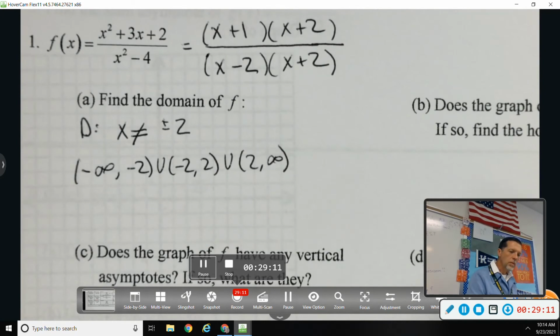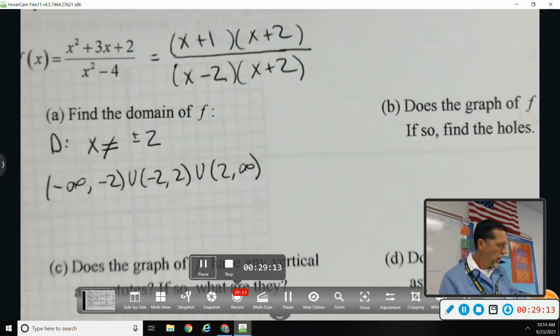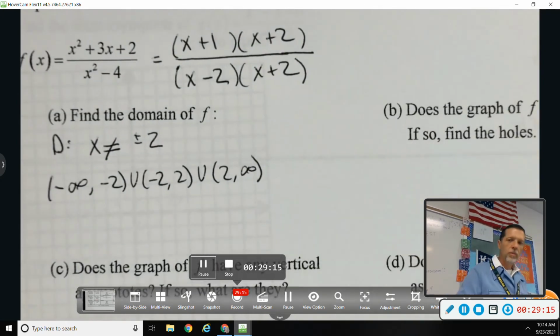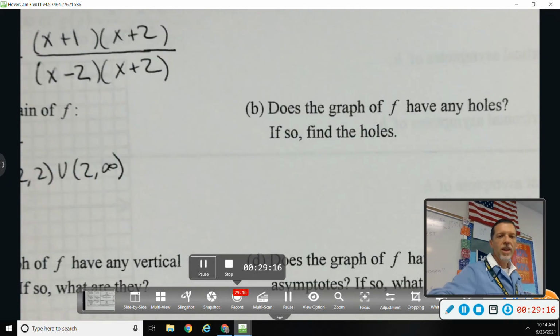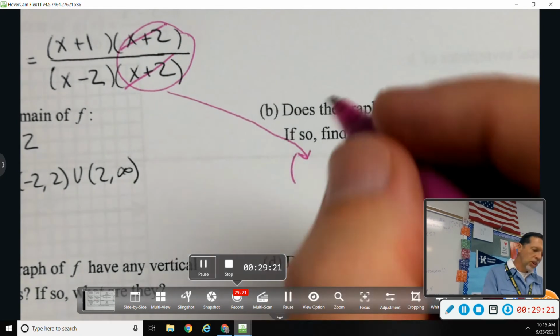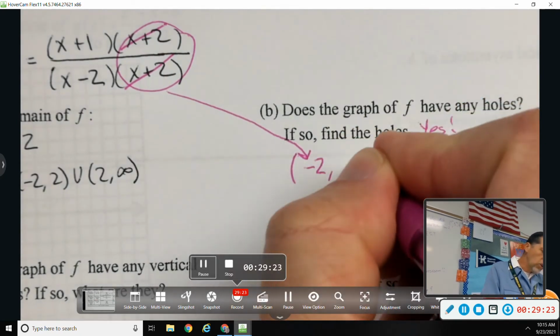Part B. Does the graph of f have any holes? The x plus 2's cancel, so there's a hole at negative 2 comma something.